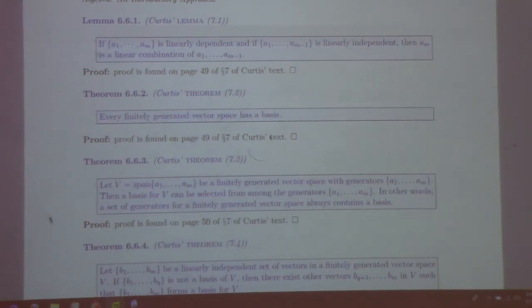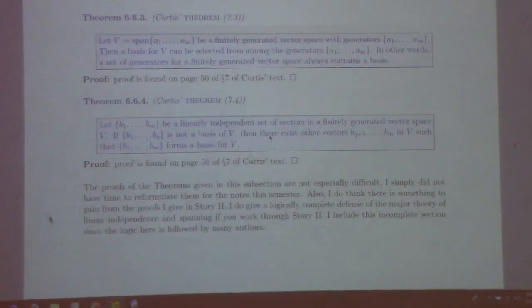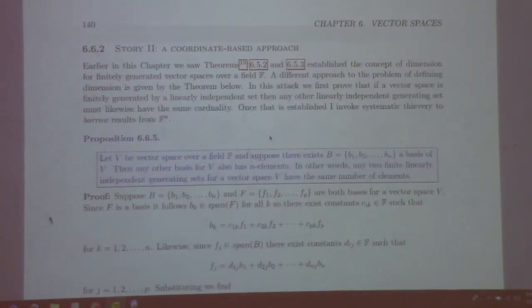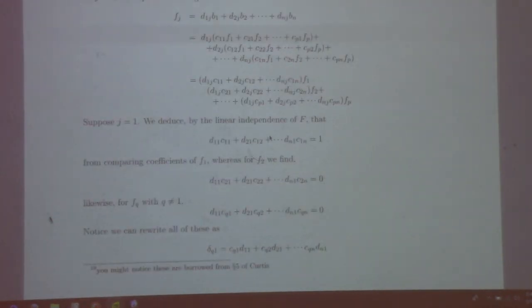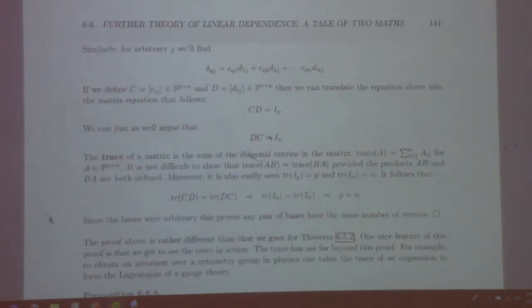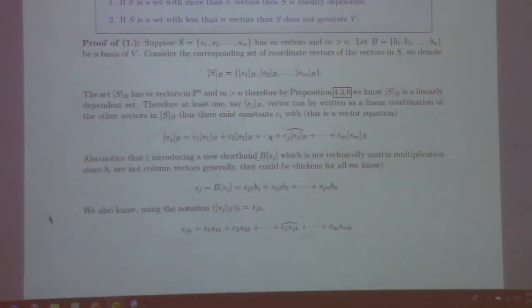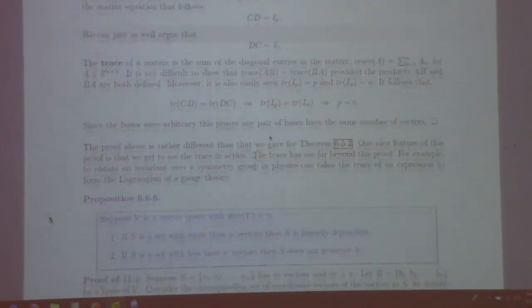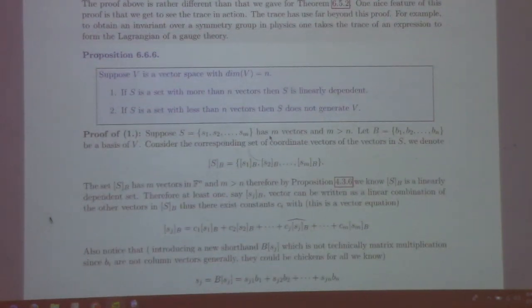This is very nice, right? The proofs of these things are in Curtis, and they're given from a very pure linear algebraic perspective. The proofs in my notes are not so pure. They're much more run through the concept of a coordinate vector, as we saw last time. I will stop talking about things in my notes very soon.